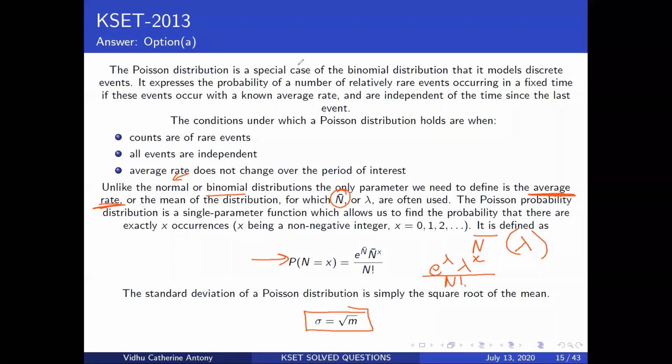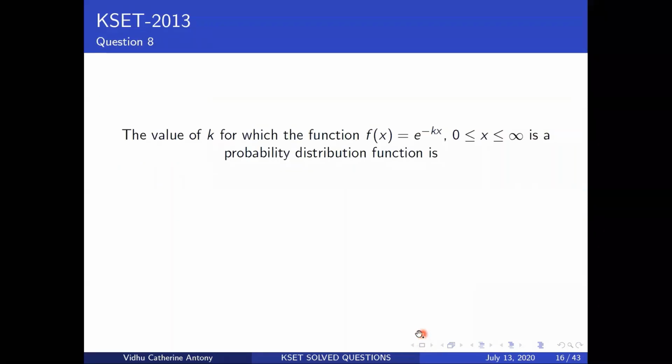So this is the standard deviation of your Poisson distribution. Sigma is equal to root of m. Now, this is pretty simple if you just put up your logic. They're telling you that this is your probability distribution function. The value of k for which the function f of x is equal to e to the power of minus kx, 0 less than or equal to x less than or equal to infinity, is a probability distribution function. What is the value of k? These are the options that are given to you.